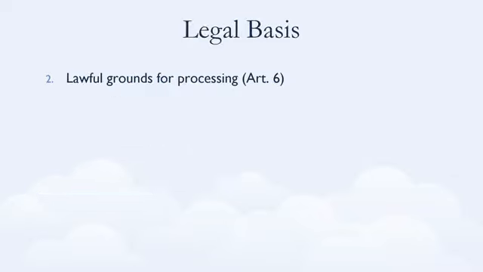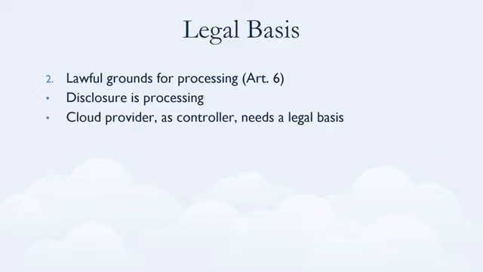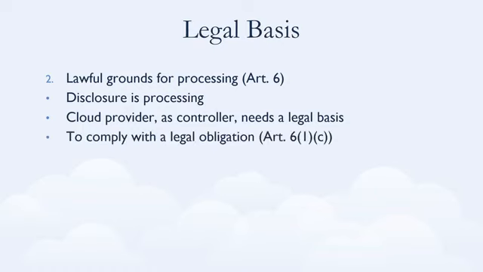So that's the first area. And then let's look at the question of a legal basis for this disclosure. The disclosure is a form of processing, and the cloud provider, as a controller, needs to have a legal basis for that processing. So we looked at two options under Article 6. The first would be the need to comply with a legal obligation. Again, that applies to legal obligations arising under EU or member state law, not to legal obligations arising under US law. So 6.1c we don't see as an option.